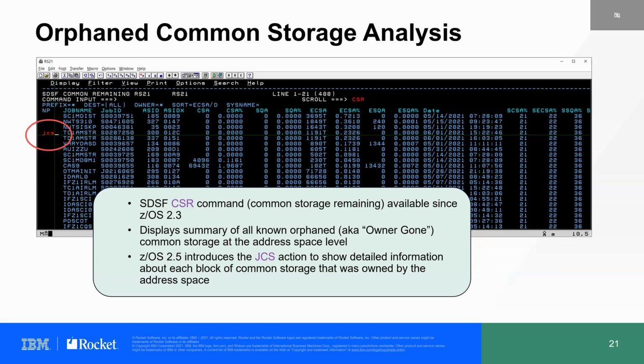With 2.5, we've added the JCS action, standing for Job Common Storage. You see a lot of the SDSF actions that have to do with address spaces start with a J, and that normally means there's something after the J that says it's related to a job. So JCS shows you the Job Common Storage. What this is going to do is drill down and show you each individual block of common storage that was authored by that job.